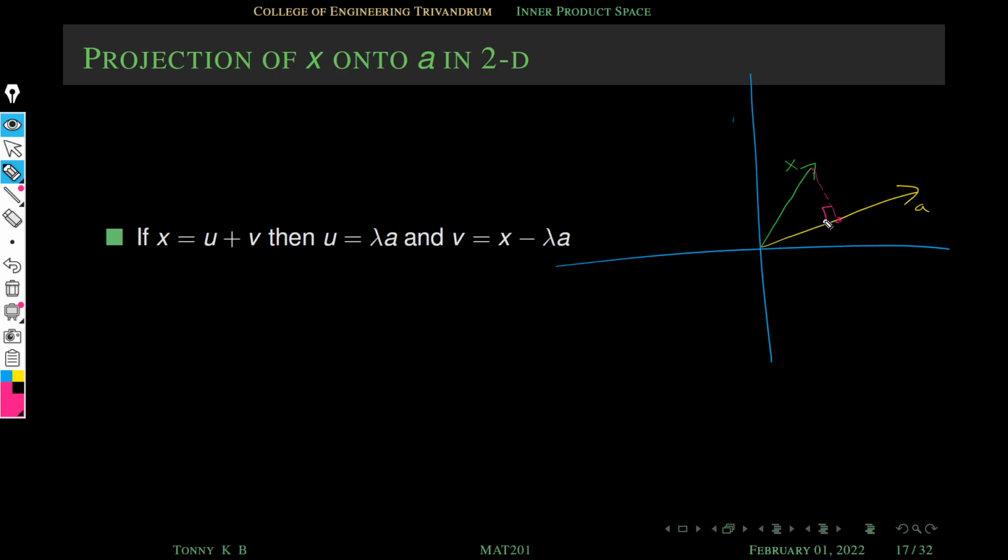So, we consider a vector like this. This is the projection of x in the direction of a. Our aim is to find this vector. We denote this vector by u.